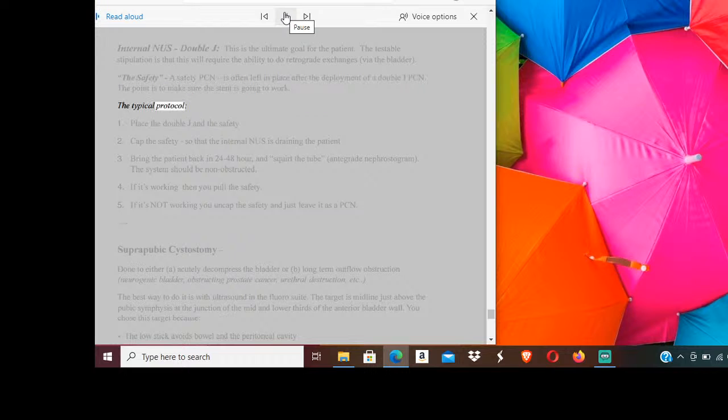The typical protocol: 1. Place the J stent and the safety. 2. Cap the safety so that the internal stent is draining the patient. 3. Bring the patient back in 24 to 48 hours and squirt the tube, an antegrade nephrostogram. The system should be non-obstructed. 4. If it's working, then you pull the safety. 5. If it's not working, you uncap the safety and just leave it as a PCN.